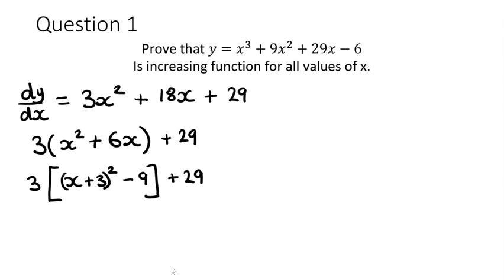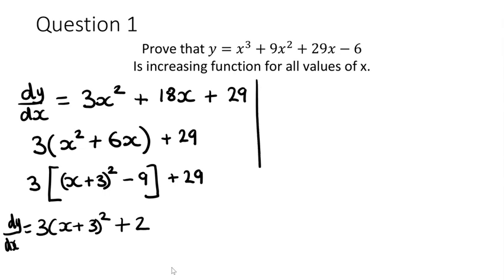So what I can then do is multiply through by that 3. So 3 times minus 9 is minus 27. Add to the 29. And then we've got the plus 2 there. So that is my gradient function. But I've written it in a way that's going to make it clear to show why it's always positive.